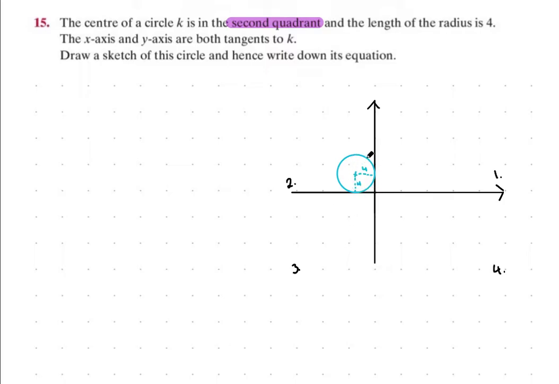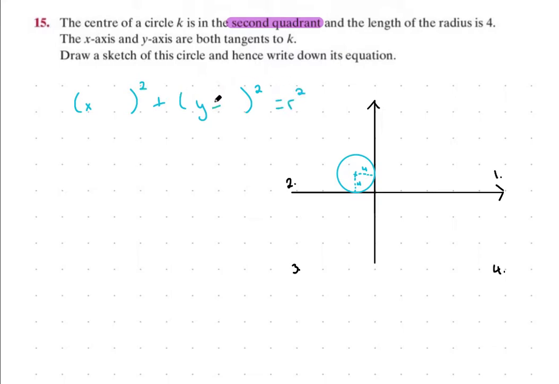So we're going to need that information in a few seconds because they're asking us to draw the sketch of the circle and hence write the equation. Now, if they're asking you to draw a sketch, they would want it to be more accurate than this. You'd have to label out your x and your y coordinate axes and mark them in and be a little bit more accurate about it. But for now, I'm just going to go with that. (x minus h) squared plus (y minus k) squared is equal to r squared.